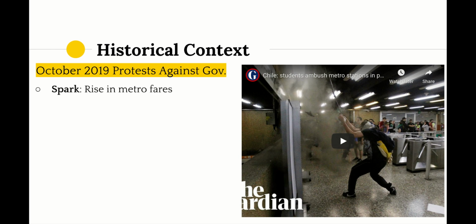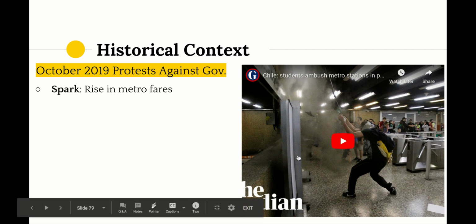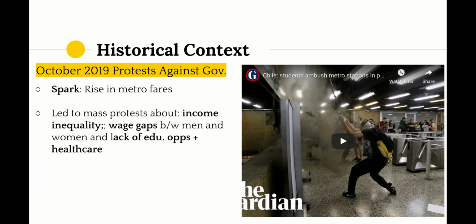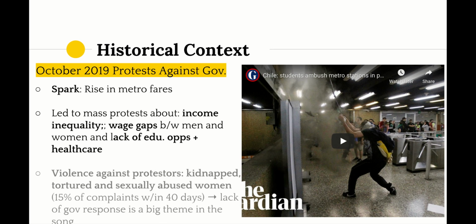So, what happened? Well, the government decided to raise the metro fares. And as we can see from this picture, which is actually a video, we have students who are protesting by completely destroying the metro stations. This led to mass protests about income inequality, wage gaps between men and women, and lack of educational opportunities in healthcare. I don't think I said this, but women earn about 30% less than men.